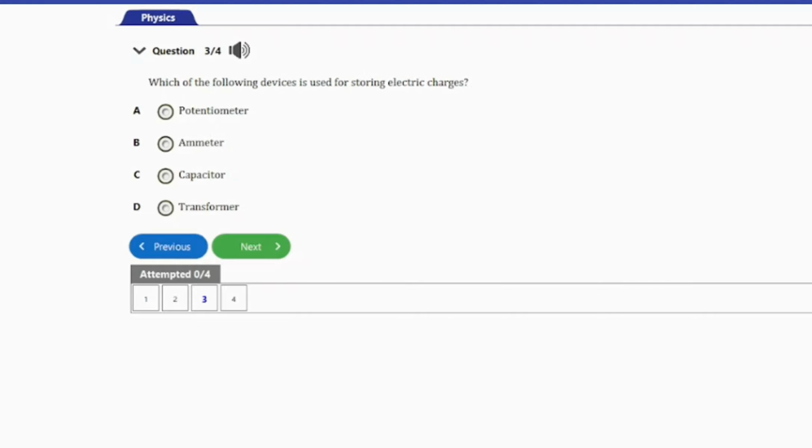It says, which of the following devices is used for storing electric charges? We have A, potentiometer, B, ammeter, C, capacitor, D, transformer. So guys, obviously we've answered this question before, and that's the capacitor. Capacitor is used for storing electric charges, and that's the answer to this question. So let's go ahead and consider the next and last question, guys. That's question number 4 here.